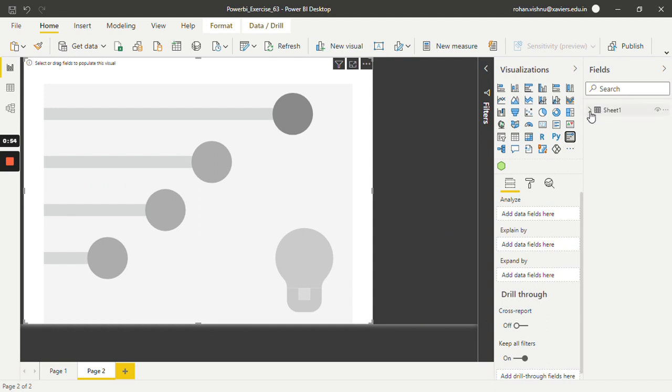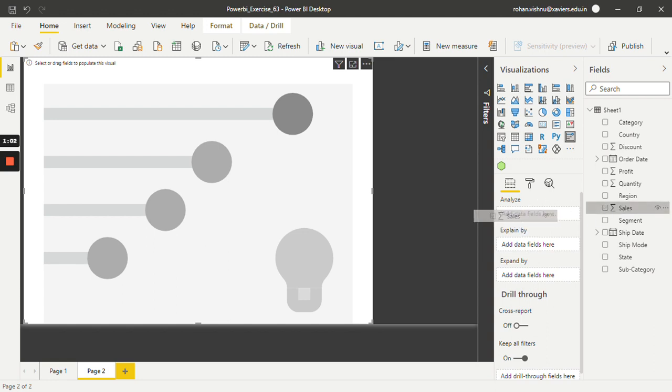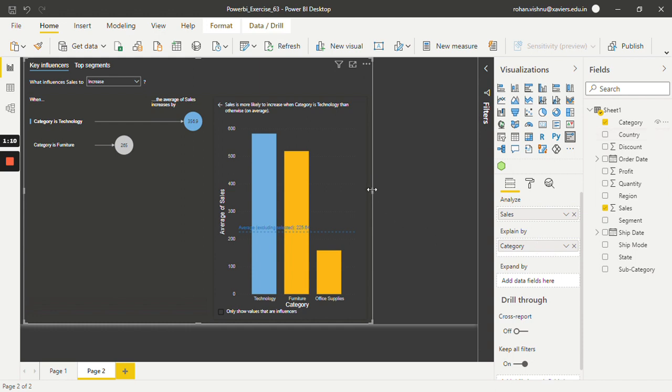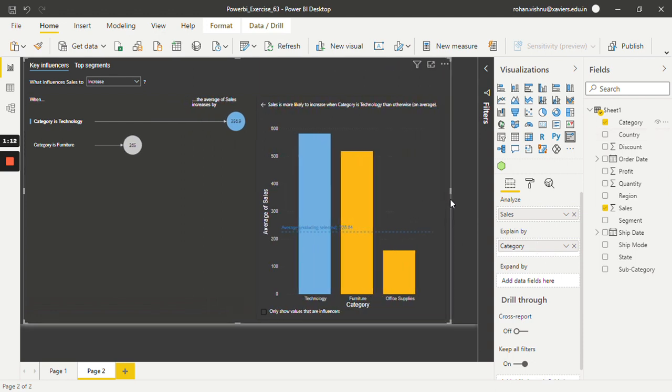Now we have two important fields over here. One is analyze and the second one is explain by. So in analyze, I will put sales, and in explain by, I will put category. So the key influencer visual has made something for us. Let's see what it is.